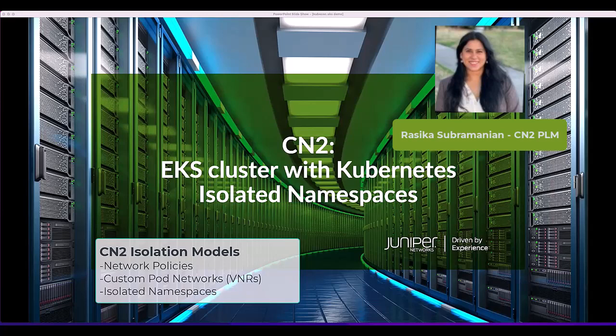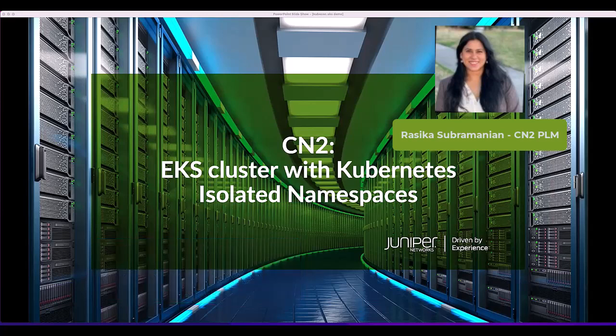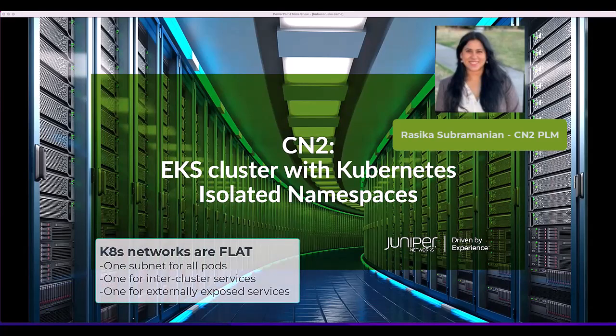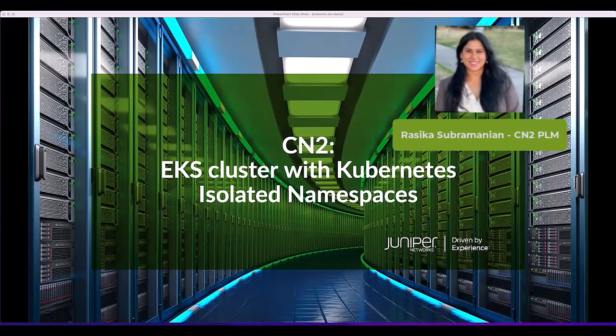Isolated namespaces resolve one of the key challenges of Kubernetes networking, which is that it is a flat network. This means that with Kubernetes networking, there is one subnet for all pods, one for inter-cluster services, and one for externally exposed services. This becomes a big challenge when you want to isolate more in your cluster.